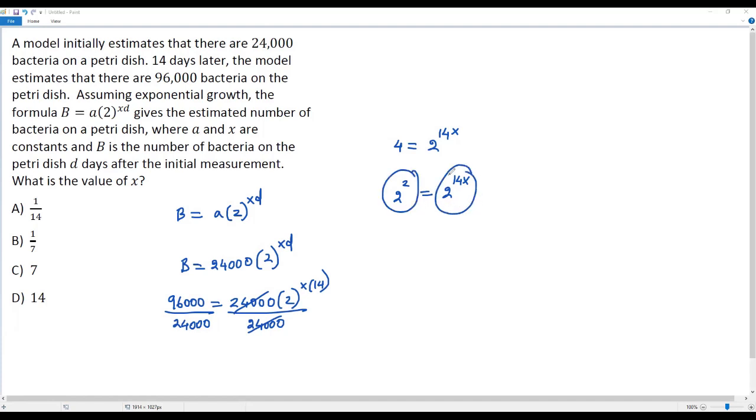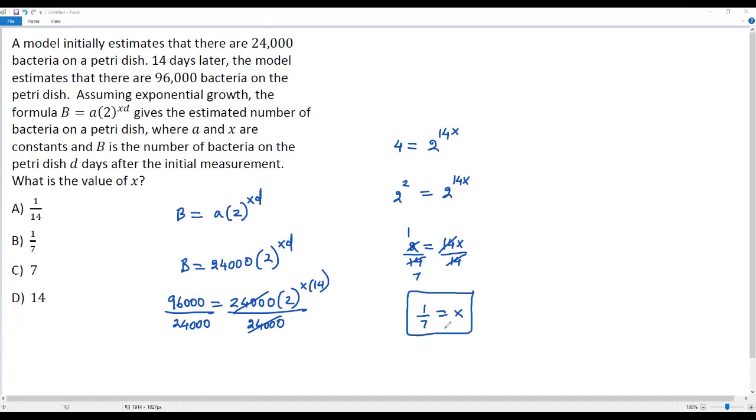Whenever two powers are equal with the same base, we can equate the exponents. When I equate the exponents, I am getting 2 equals 14x. Now let me divide both sides by 14 to solve for x. This 14 will cancel out. 2 goes into 2 1 times and 2 goes into 14 7 times. I am getting 1 over 7 equals x. Here I got the value of x, that is 1 over 7.